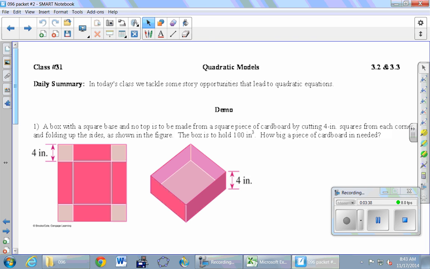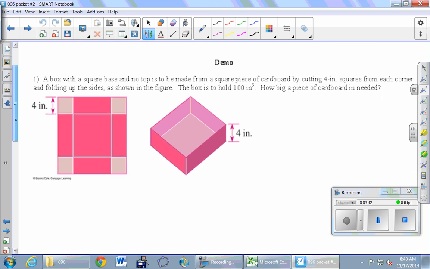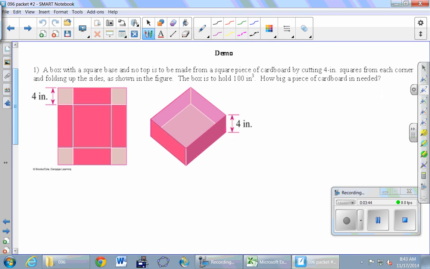All right, so what we're going to do is start this problem with a variable. What's the thing that we have control over in this problem? How are we going to try to make a box with 100 cubic inches? It's the piece of paper, right? That's the only thing I have control over. I take a certain piece of paper, and then I cut out the 4-inch squares, and then I fold it up. So as soon as I have a piece of paper in my hand, I have no more control. I'm just following the process.